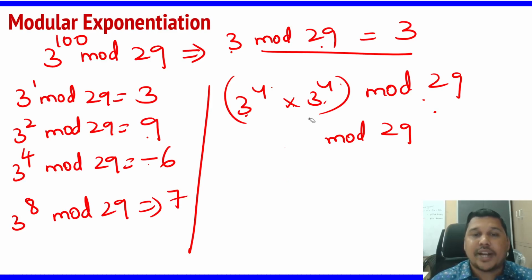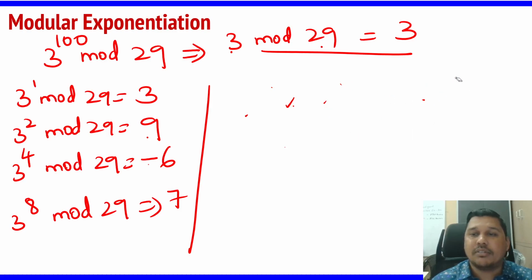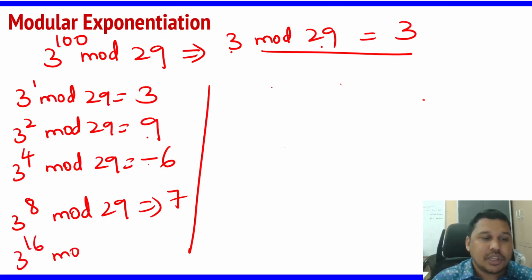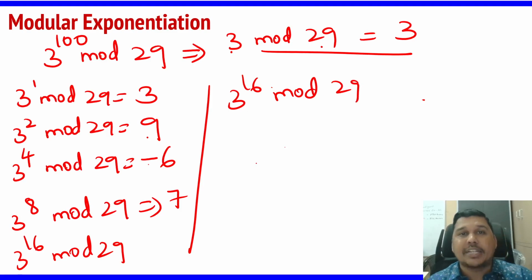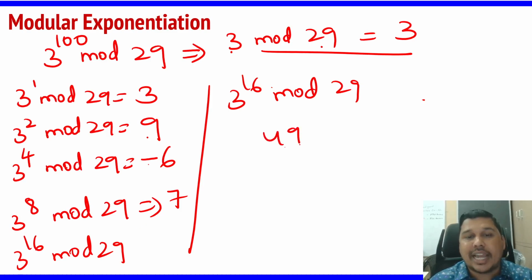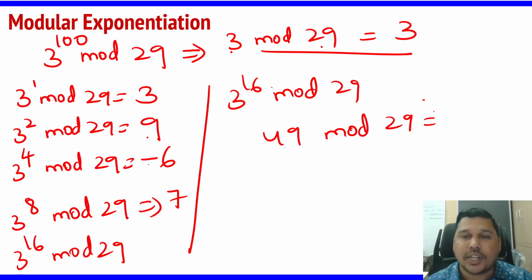Next, let's find out the next one, that is 3 power 16 mod 29. How to find out 3 power 16 mod 29? Again, it is nothing but 3 power 8 mod 29 into 3 power 8 mod 29, whole mod 29. What is 3 power 8 mod 29? 7. So it is 49 mod 29.